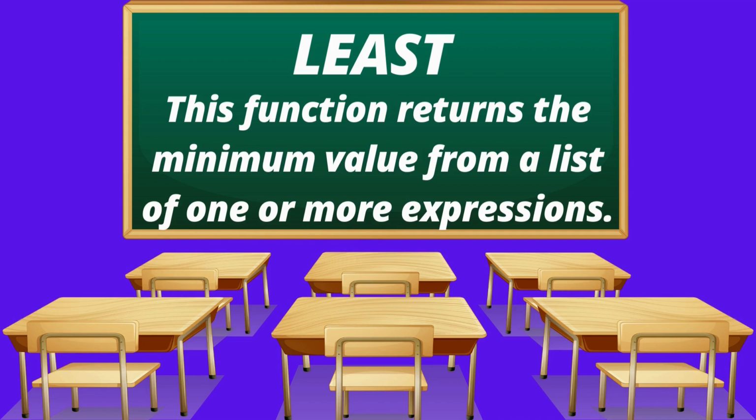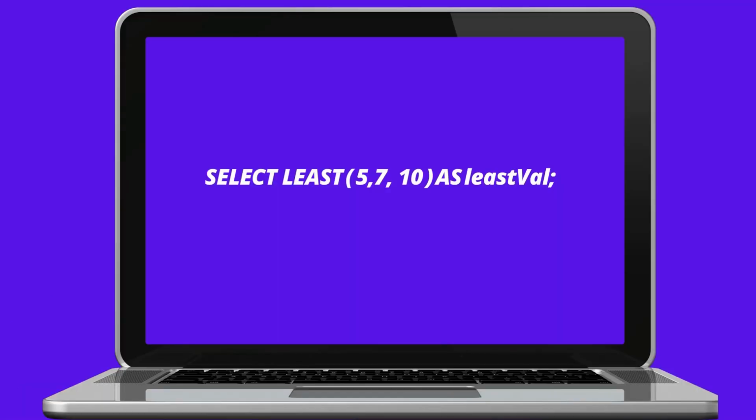LEAST. This function returns the minimum value from a list of one or more expressions. The function returns the value 5, which corresponds to the smallest value among the three passed as arguments. If one or more arguments are not null, then null arguments will be ignored during comparison. If all arguments are null, then LEAST will return null.